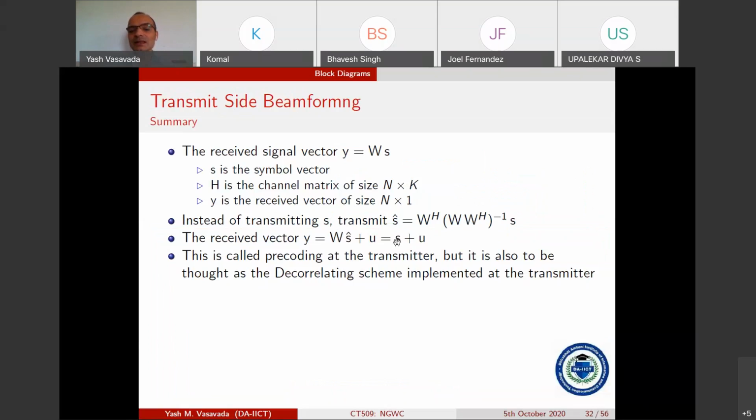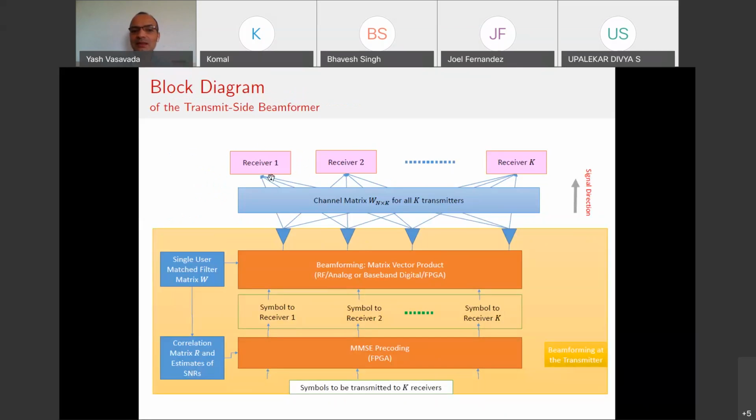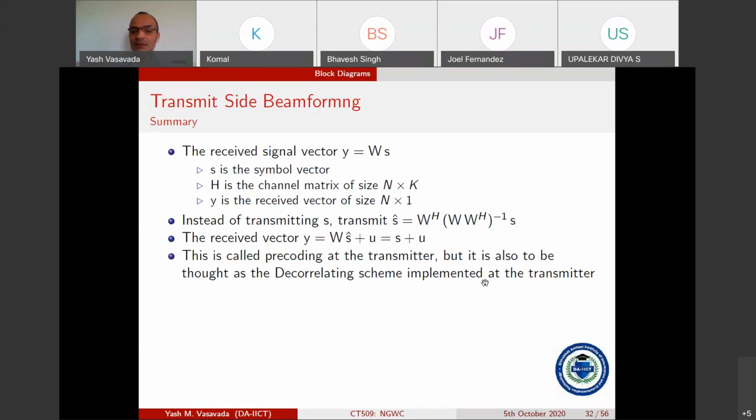This vector S is getting received at each of these receivers. Vector Y, remember, is this vector, y1, y2, y3 up to y of k. And what our math tells us is that by doing this pre-coding and beamforming, y1 will be exactly equal to s1, y2 will be exactly equal to s2, and y of k will be exactly equal to s of k. With some noise, but that noise would have been there anyhow.